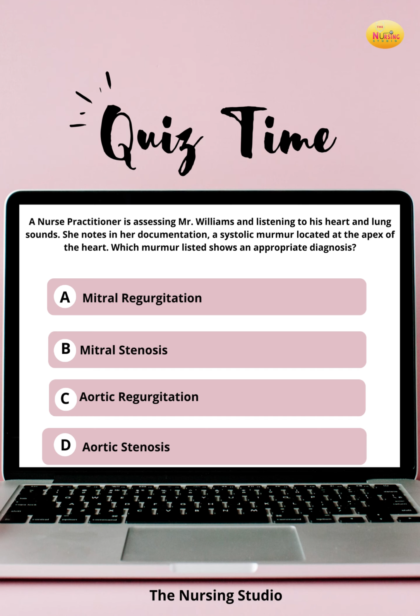All right, read the stem of the question first. So, which murmur listed shows an appropriate diagnosis? All right, so the nurse practitioner says it is a systolic murmur and it's located at the apex of the heart. So, you need to step back and, I tell you, when you're reviewing your murmurs, know whether they're systolic versus diastolic. Understand that first. Know their location, know their presentation, and you can always break down these questions, okay? So it already told us it's systolic.